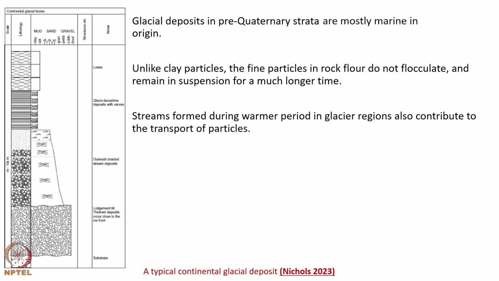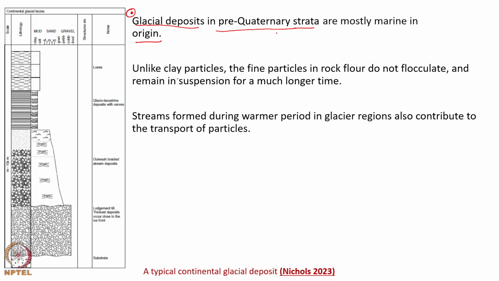Let us see the glacial deposits. We have seen the geological time scale, and one can locate the pre-quaternary strata, that means rocks which are older than the quaternary in age, and if these rocks are glacial deposits, then it has been seen that they are mostly marine in origin. This is an important point. Pre-quaternary glacial strata are usually marine.